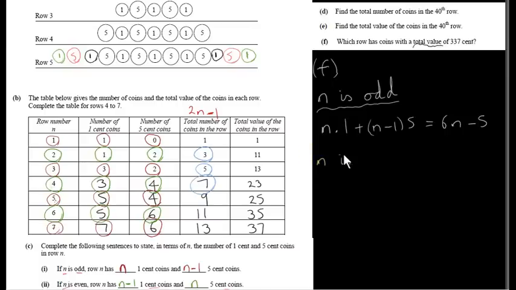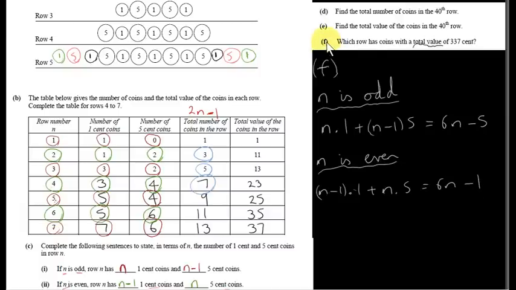Now let's look at the situation where n is even. Well, if n is even, then we have n minus 1 1 cent coins. So the value of them is the number of them times 1, the value of each coin. And we have to add on the value of the 5 cent coins. We have n 5 cent coins. So let's simplify this. We have a 1n here and we have a 5n. That gives us 6n. 1 times minus 1 is minus 1.